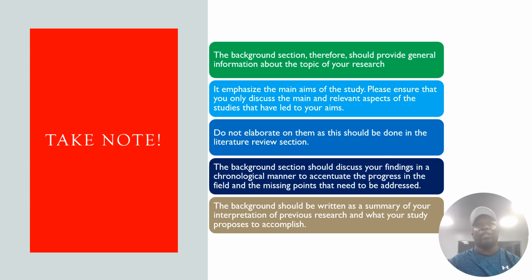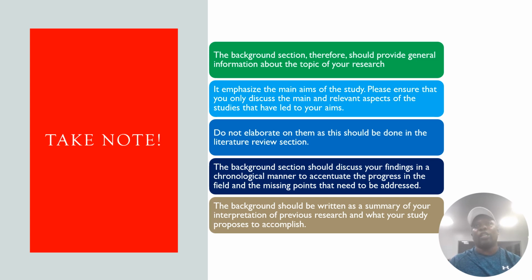And please take note that the background section should provide the general information about the topic of your study. It's general information, but it has to be linked to your study. It emphasizes the main aim. That's most important. Although we are saying it's very general, in that being general, it must emphasize the main aim of your study. Because I expect most of you have only one aim and several objectives. Please ensure that you only discuss the main and relevant aspects of the study that lead to your aim.